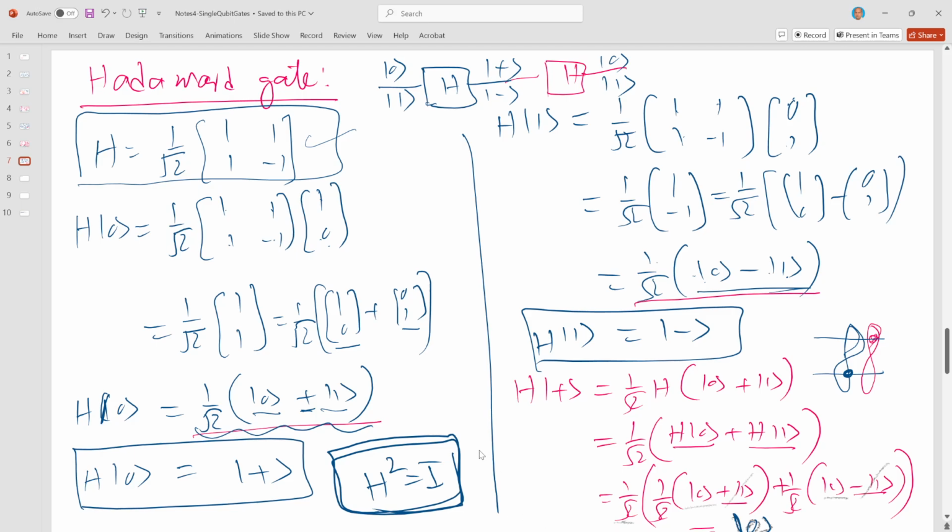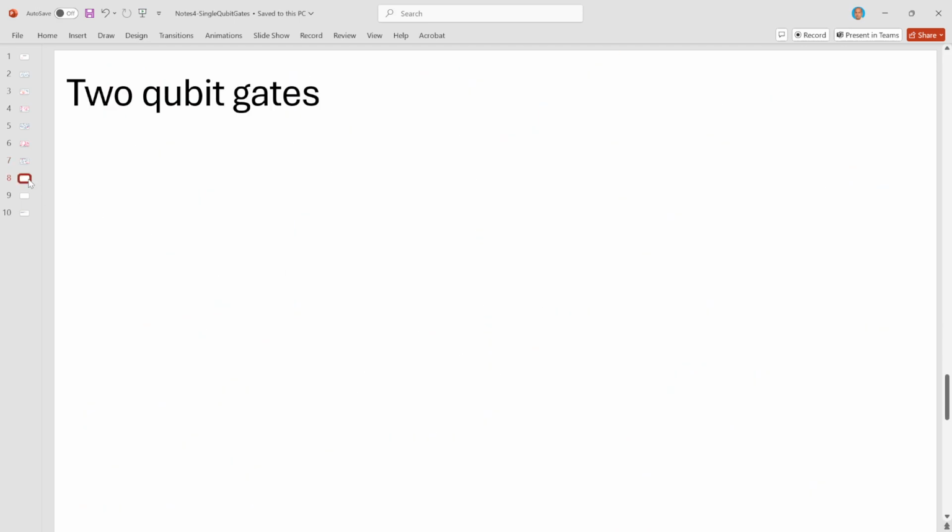All right, so this is sort of an introduction of single qubit gates, and in the next few lectures we will actually go into more details of single qubit gates. But for now, let's stop there and discuss 2-qubit gates.